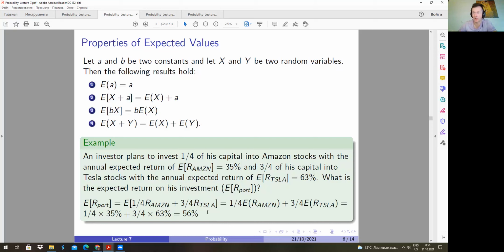So this is one of the classical examples that we use in finance, where we use these properties, where we work with stock returns as random variables, and we scale them by the weight of a stock in the portfolio.